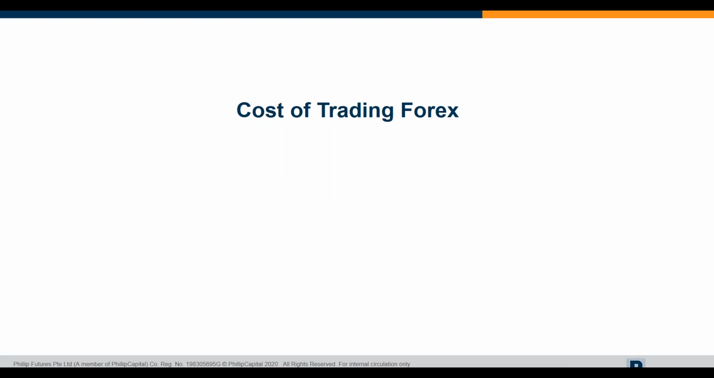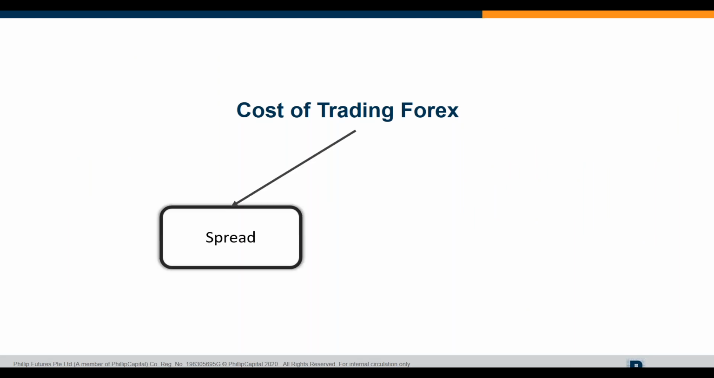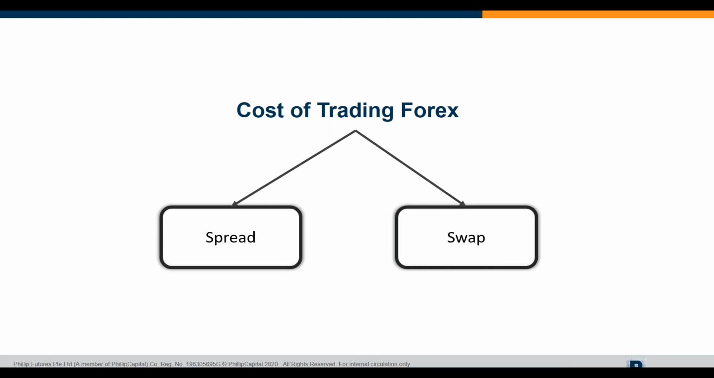So, the cost of trading Forex. There are two main costs. First, the spread, which we spoke about earlier: the ask price minus the bid price. That difference is one of the costs that you have to pay to trade Forex. And secondly, there is something called the swap. This swap is not the derivative we may know, like the interest rate swap or currency swap. This is a fee that we have to pay when we trade Forex. I'll cover that in detail now.